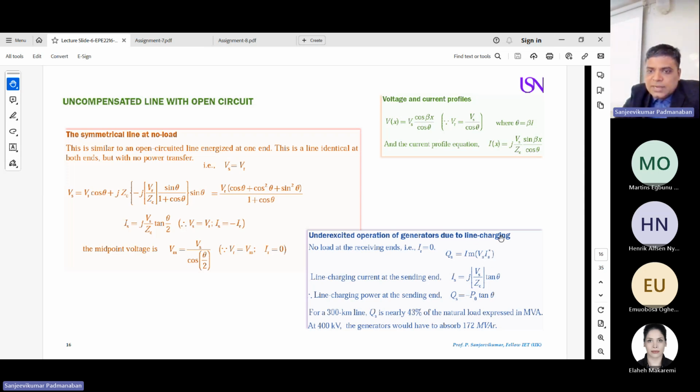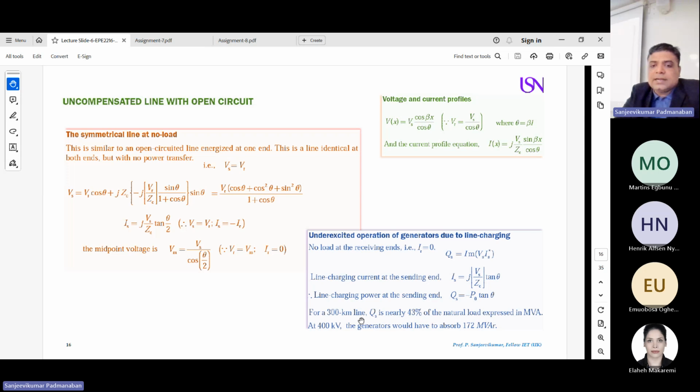So this is the formula to calculate your reactive power of the sending end. Then the line current at the sending end is given by j times the modulus of Vs divided by Zc into tan theta. How to calculate your power at the sending end? Minus P naught into tan theta.